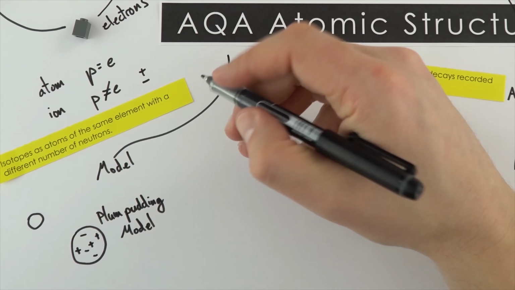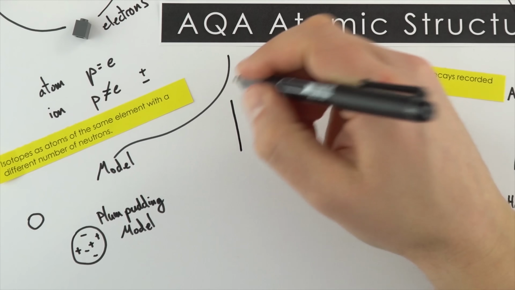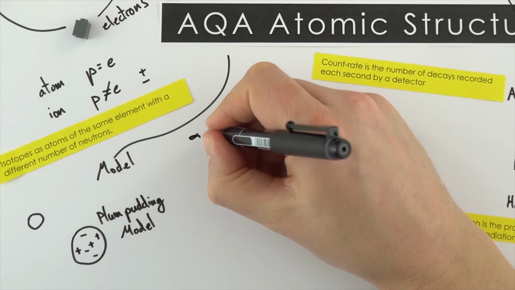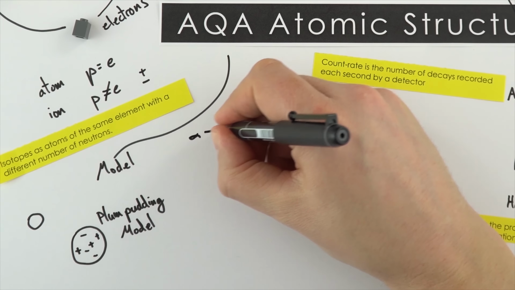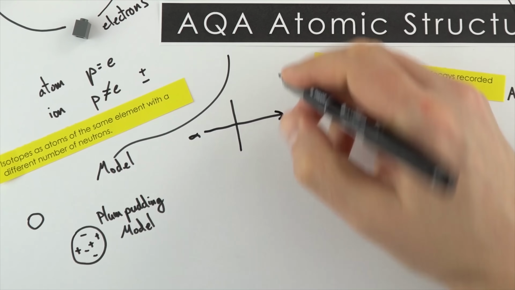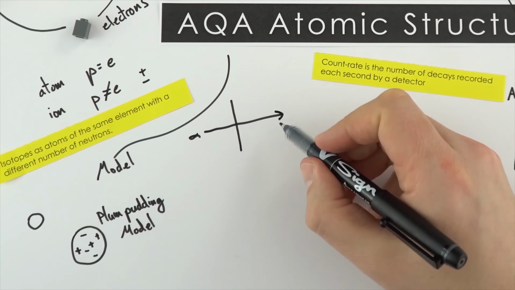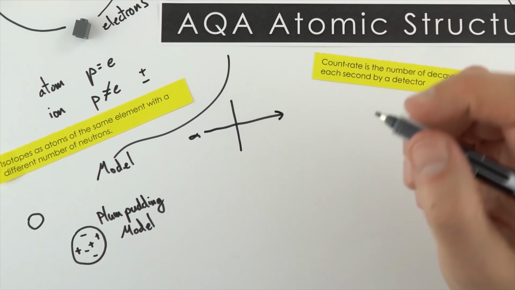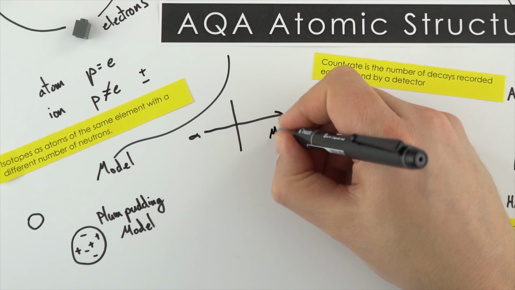But it was later on when they did an experiment where they had a sheet of gold foil and they fired alpha particles at this gold foil. And what they found was that most of the particles went straight through. So if most of the particles went straight through, that means most of the atom is empty.